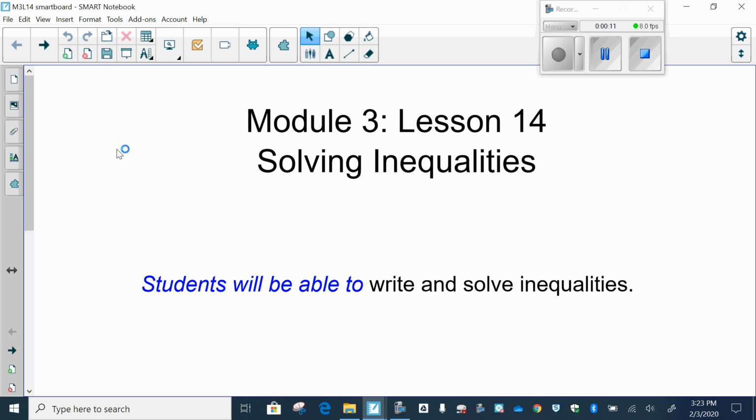So this is more practice, just like Lesson 13, it's word problems. We're going to write the inequality, we're going to solve it. As we're solving, we need to keep in mind if we preserve or reverse the inequality symbol. So here we go.